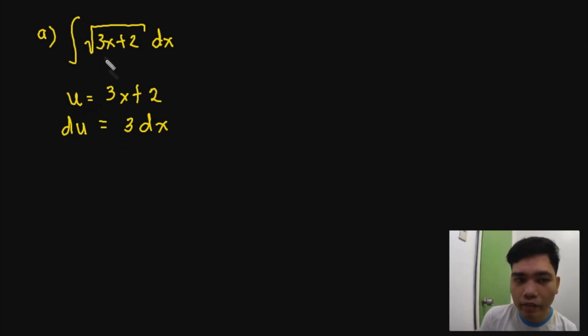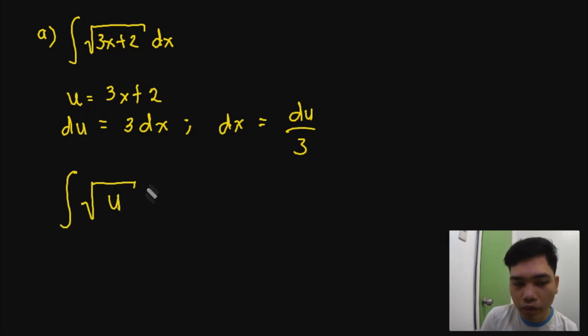Gagawin natin ngayon is itong lahat ng mga x's dito, gagawin natin siyang in terms of u. So by doing that, we could say that from this expression, dx is actually equal to du over 3. And if we rewrite this in terms of the integral, that is the integral of the square root of u, okay, then multiply this by du over 3. So this is also 1/3 the integral of square root of u du.